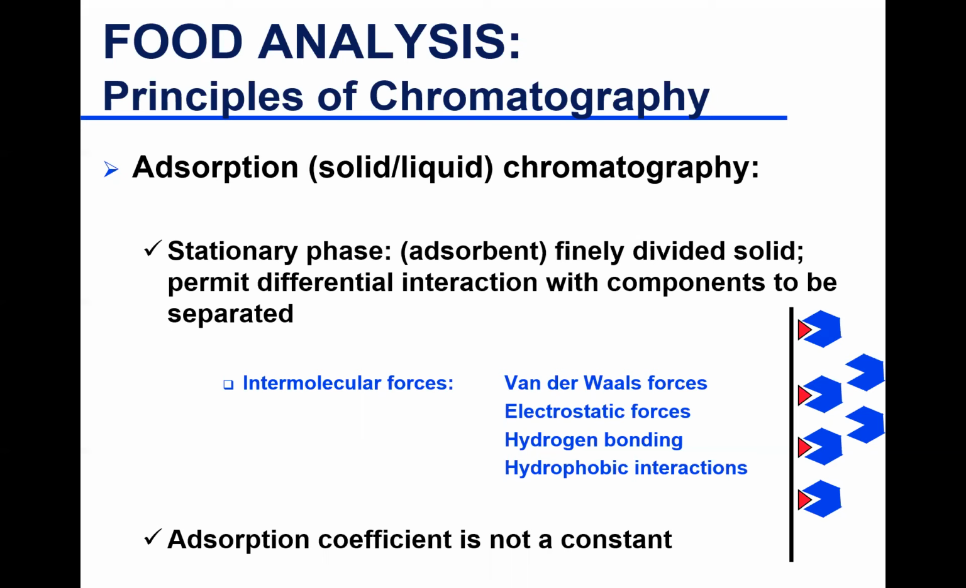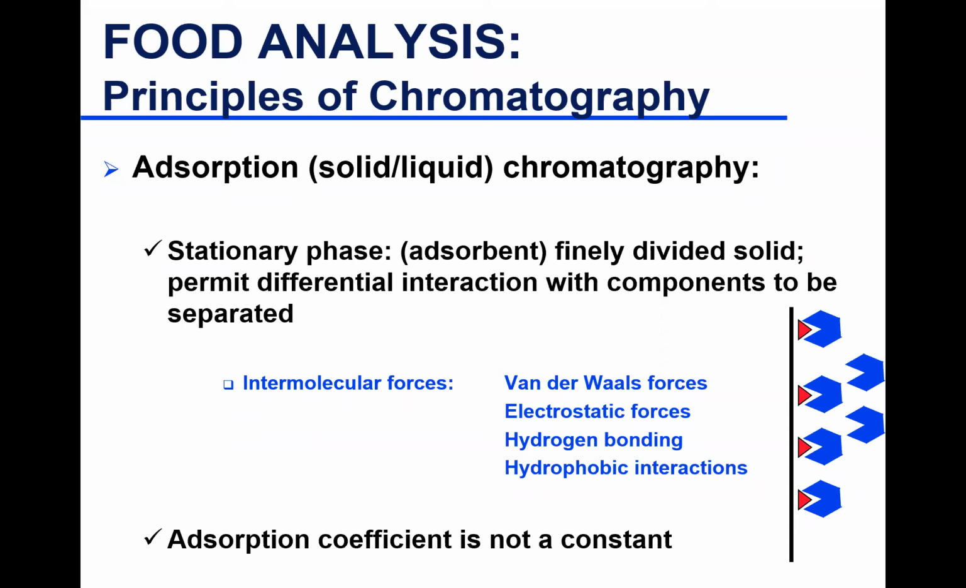Sometimes you hear, I overloaded the column. So what does that mean, I overloaded the column? That means I injected more sample than the stationary phase functional group can withstand. So there will be more components and not enough room to interact on the column. So concentration of how much I can inject is very, very important. Otherwise, I don't get clean separation.